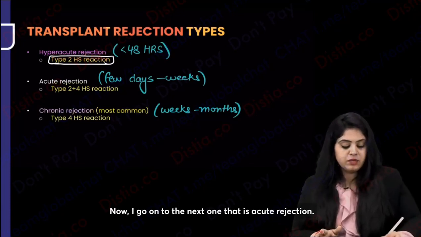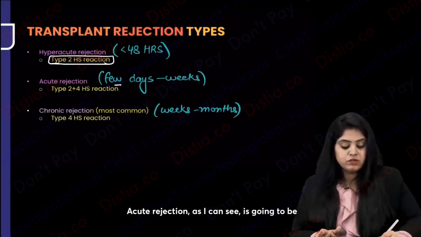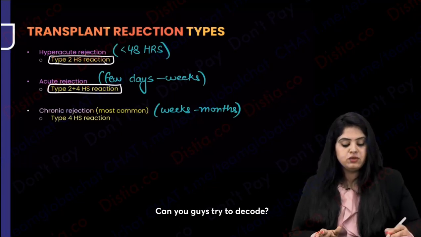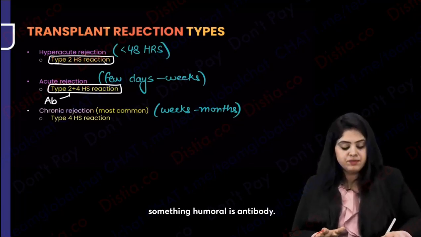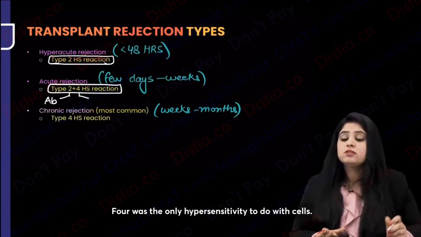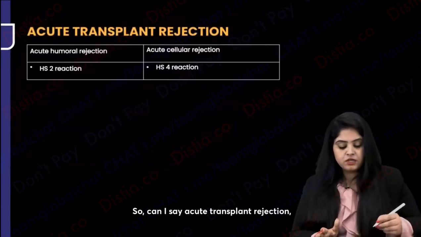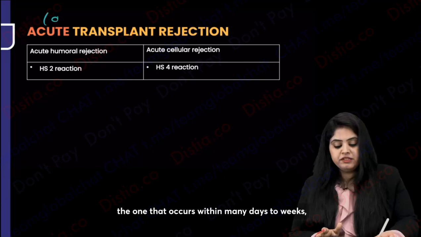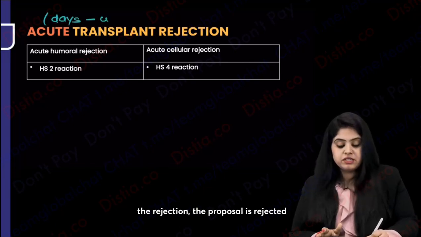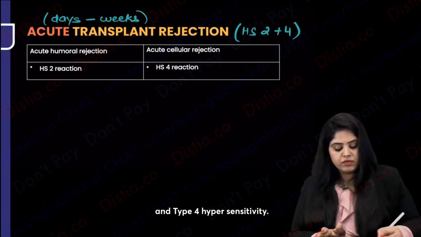Now I go on to the next one, that is acute rejection. Acute rejection, as I can see, is going to be a combination of 2 and 4. Can you guys try to decode? 2 was to do with antibodies. Okay, antibody matlab humoral, something humoral is antibody. 4 was the only hypersensitivity to do with cells. So this is the cellular hypersensitivity. So can I say acute transplant rejection, the one that occurs within many days to weeks, is actually a combination of type 2 and type 4 hypersensitivity.